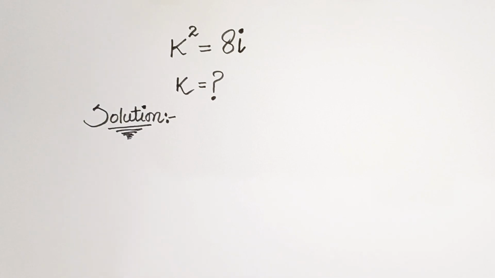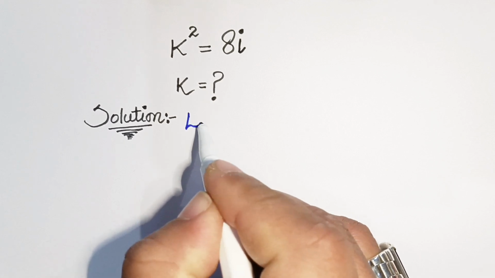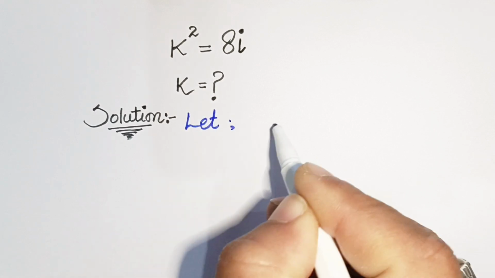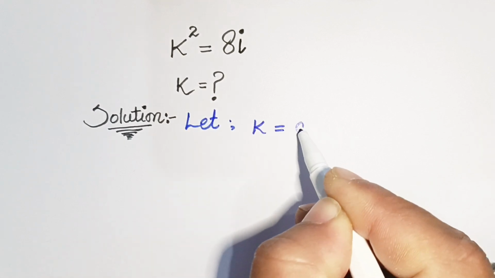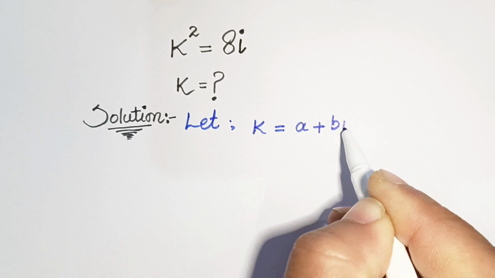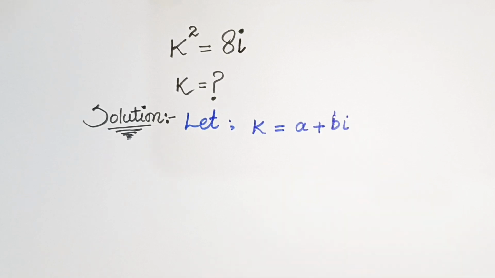Today we have a nice algebra problem: k squared is equal to 8i. So we have to find the value of k. Now we are going to suppose that k is equal to a plus bi. Here i is iota, so k is equal to a plus bi.